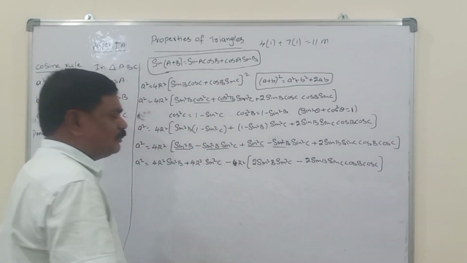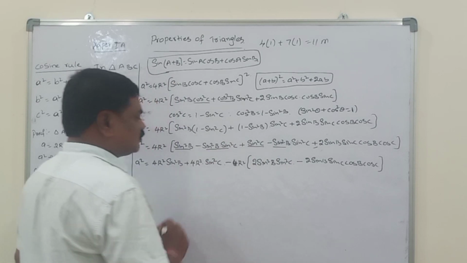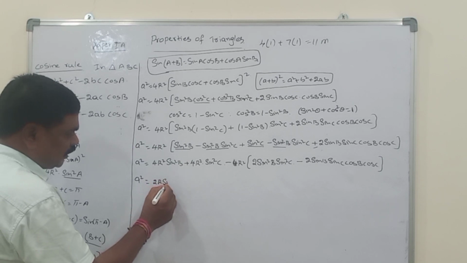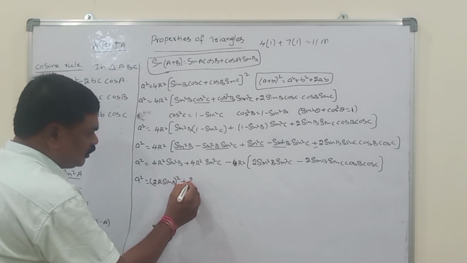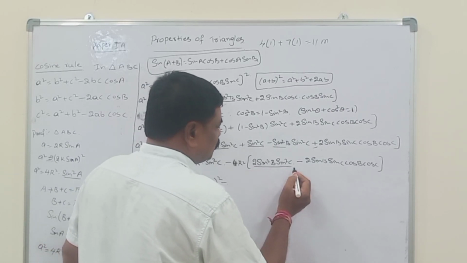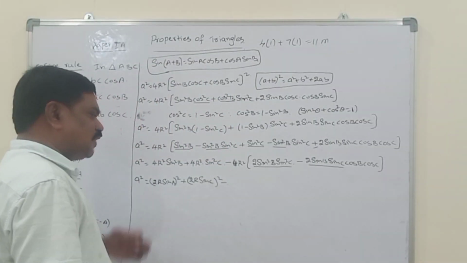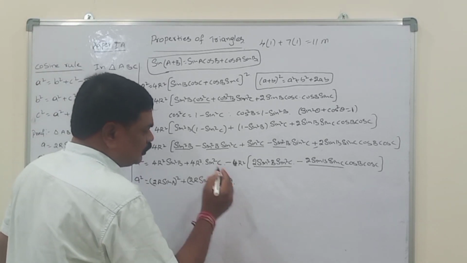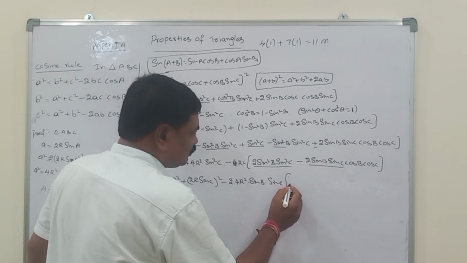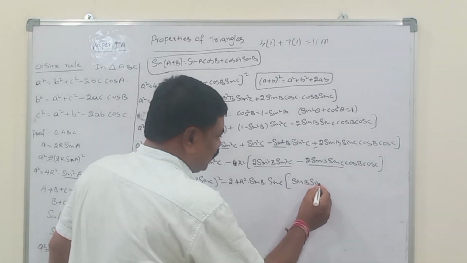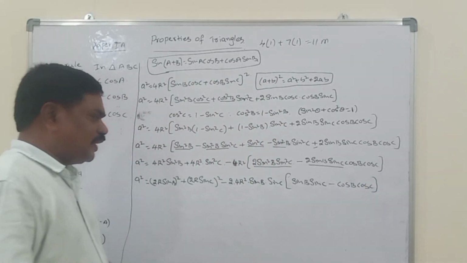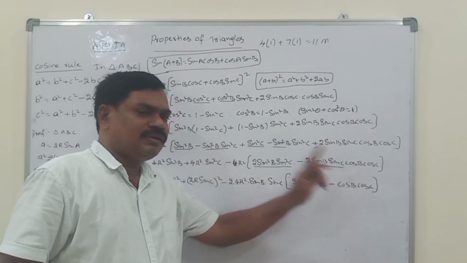Here only minus is common. Okay, a square is equal to 2R sin B whole square plus 2R sin C whole square minus, in these two you can take common 2 sin B sin C. So 2 into 4R square into sin B sin C common, times sin B sin C minus cos B cos C.